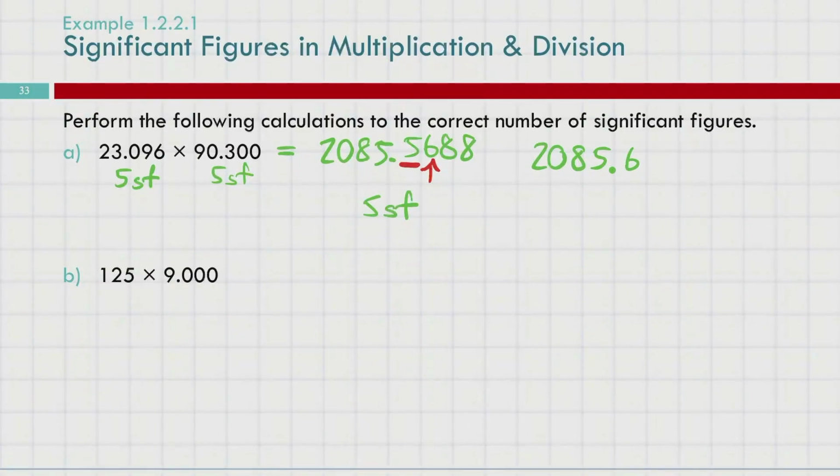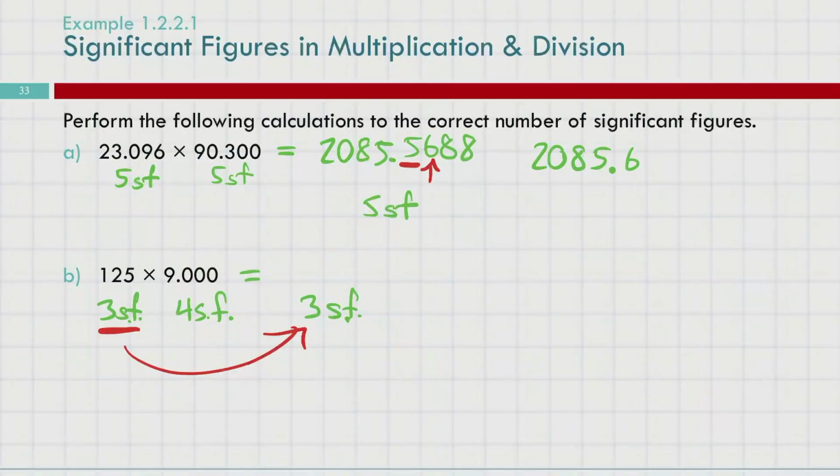For B, we've got 125, which is 3 significant figures. We've got 9.0000, which has 4 significant figures. So we are going to have how many significant figures in our answer? 3 or 4? 3. We pick the smaller number. So 3 significant figures.